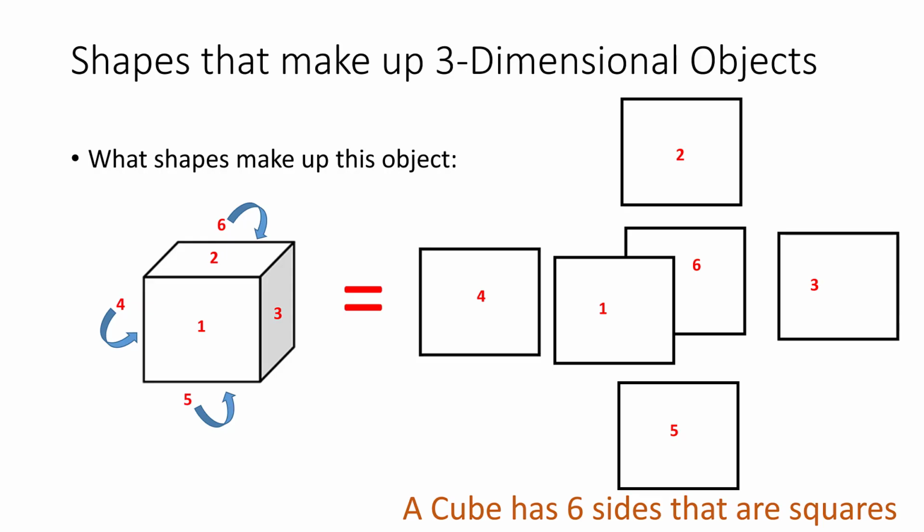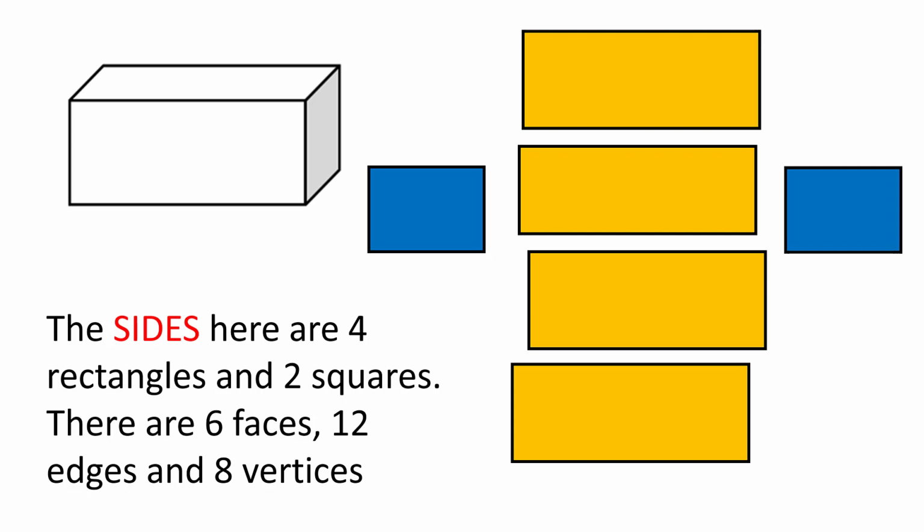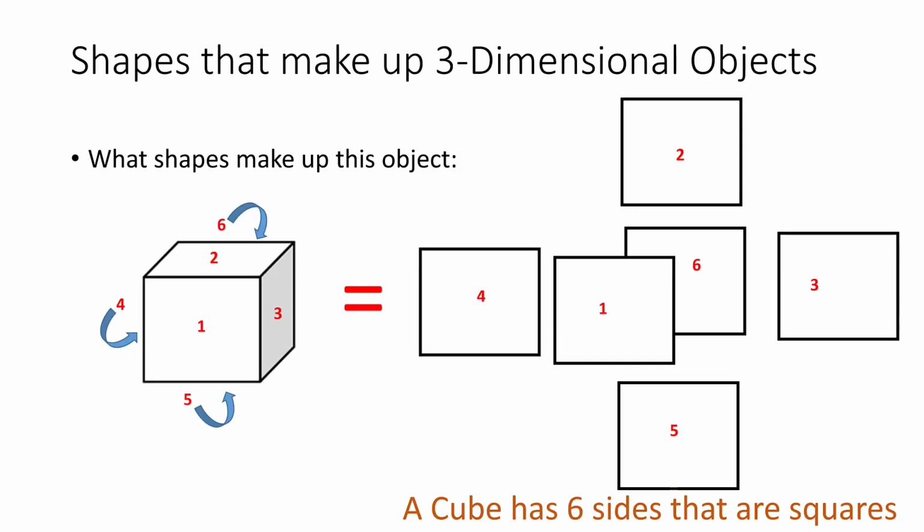Okay. All right, and we remember that these two-dimensional shapes, these quadrilaterals, can be used to make 3D shapes. So in this case, it's a cube, and a cube is made of 6 sides that are squares. This is a cuboid or a rectangular prism, and it's made of 2 square sides and 4 rectangular sides. Remember that it has 6 faces, 12 edges, and 8 vertices. Also, the cube has 6 faces, 12 edges, and 8 vertices.